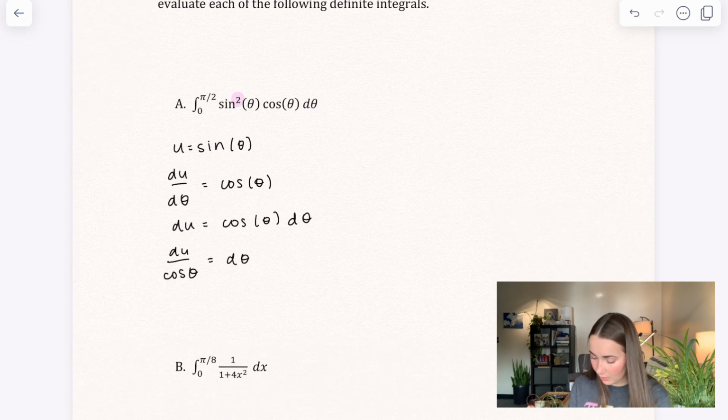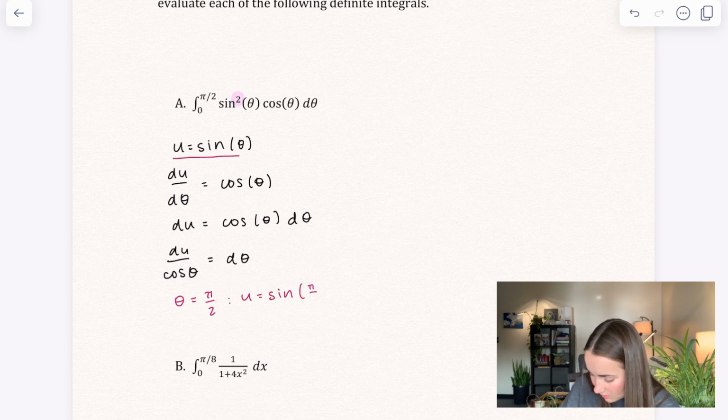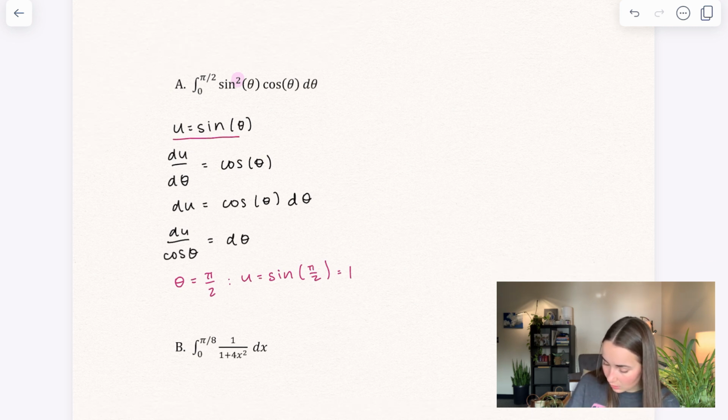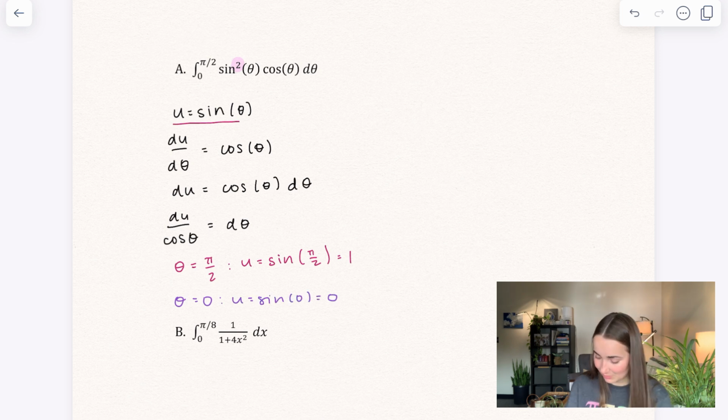Okay, so we found what d theta was equal to, but now we actually do have to change the bounds. So we have the upper bound, theta is equal to pi over 2. We already know what u is equal to. It's equal to sine of theta. So what we can do is plug that in. U is equal to sine of pi over 2, and this right here is going to give us a value of positive 1. Now our lower bound, theta, is equal to 0. So we get u is equal to sine of 0, which is very nice. That's just equal to 0.